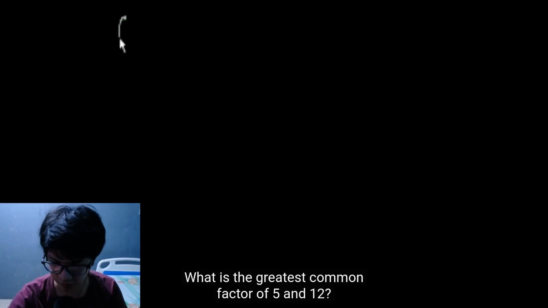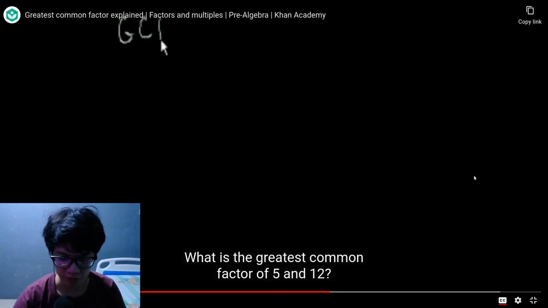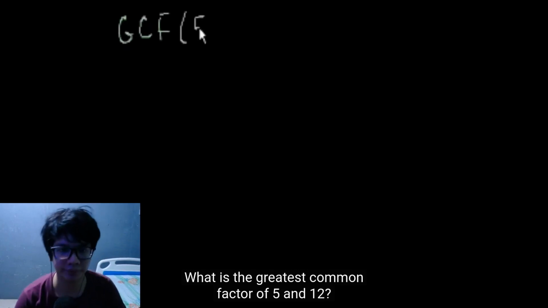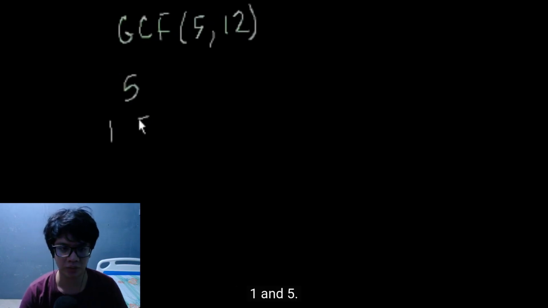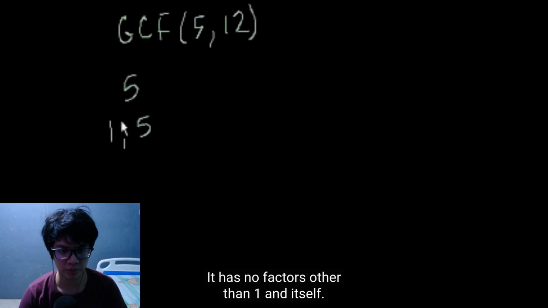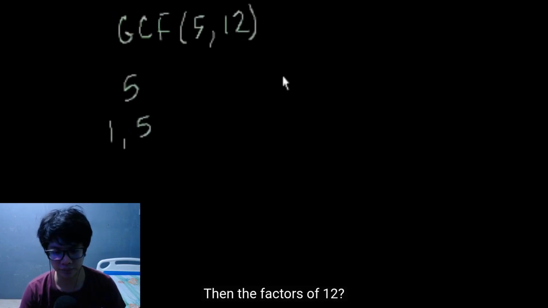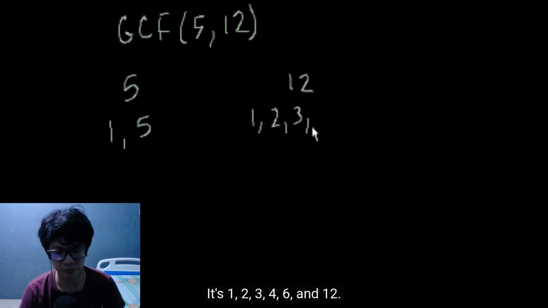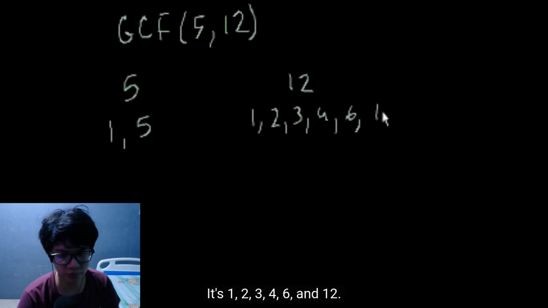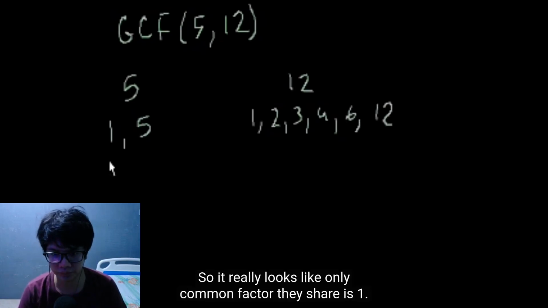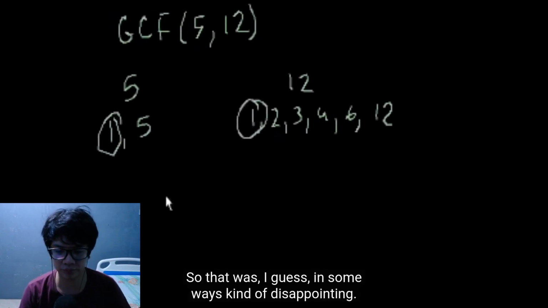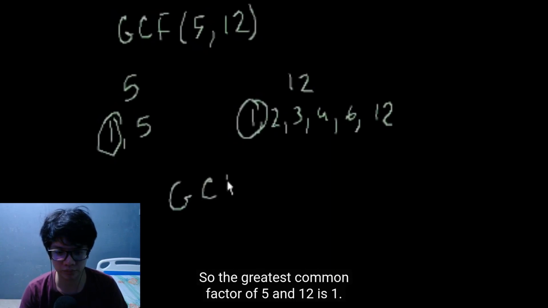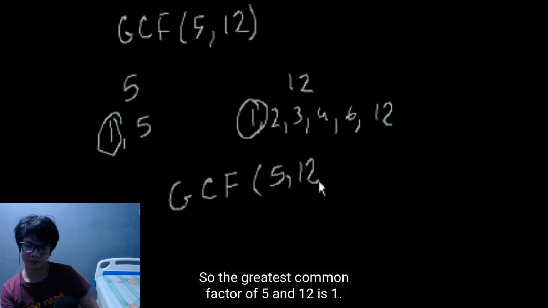What is the greatest common factor of 5 and 12? Well, factors of 5, pretty easy. 1 and 5. And that's because it's a prime number. It has no factors other than 1 and itself. And then the factors of 12, 12 has a lot of factors. It's 1, 2, 3, 4, 6, and 12. So it really looks like the only common factor they share is 1. So that was, I guess, in some ways kind of disappointing. So the greatest common factor of 5 and 12 is 1.